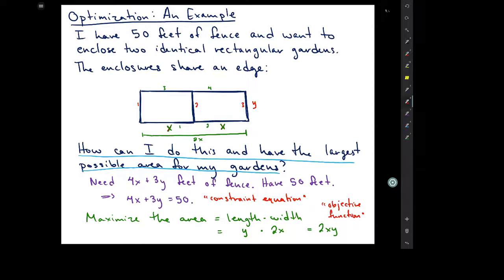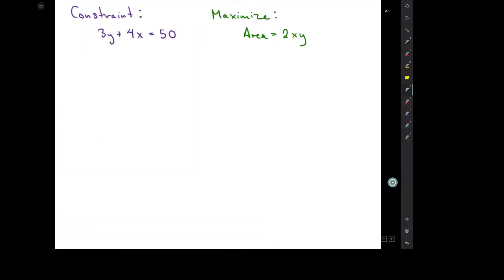So it's important to note that I know exactly how much fence I have. I have 50 feet of fence. And so that quantity, this length of fence, goes into the constraint equation. On the other hand, I don't know how much area I'm going to end up with. That's the quantity that I need to maximize. So that's the quantity that goes into the objective function. Okay, having established this, we have our constraint, which is 3y plus 4x equals 50, and we want to maximize our area, which is 2 times x times y.